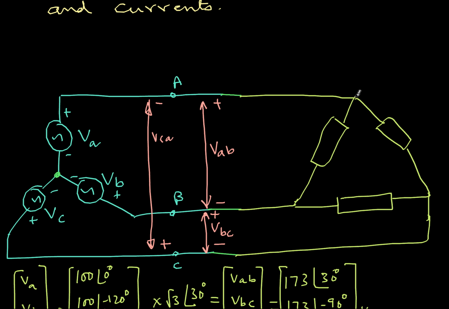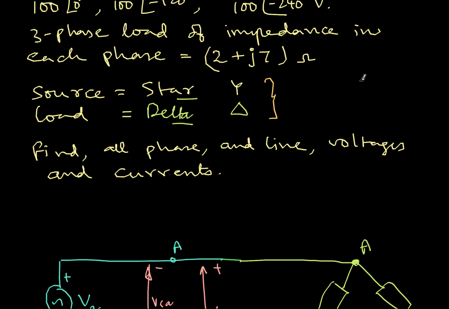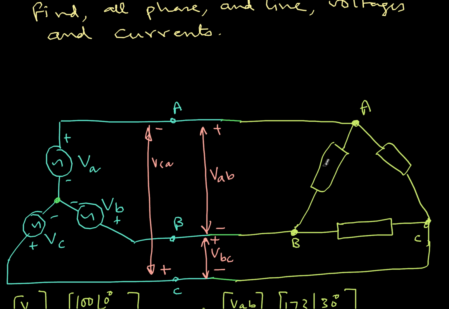So naturally I would label this as A, this node as B and this node as C for the loads. We need to be a little bit careful in how we label it, so that we are consistent with that. You follow one consistent way, and then you repeat it for all the studies that you are doing. That is important. Now this is 2 plus, I think the value is 2 plus j7. So let me write that here. This is Z, Z and Z. So this is 2 plus j7.